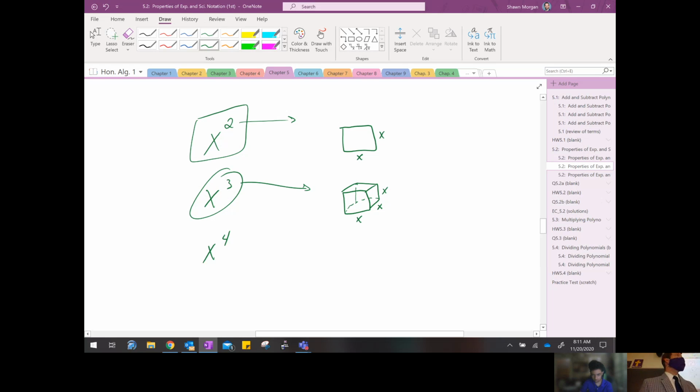Does anybody know what a 4-dimensional analog of a 3-dimensional cube is called? If you've seen the Avengers, you know what it's called. A tesseract. Very good. A tesseract is a 4-dimensional analog of a 3-dimensional cube, of a cube that's passing through time. The 4th dimension being time. Imagine a cube passing through time.